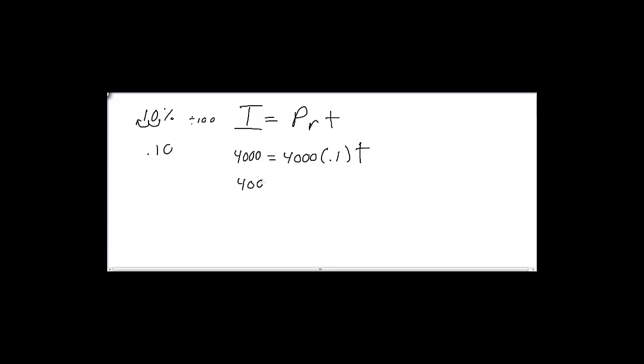Simplifying my right side, I'll make this 400 times t. And to solve for t, I'll divide each side by 400. I can reduce my left side. My pairs of zeros can cancel out. Now I'm left with 40 over 4, which I will reduce to 10.